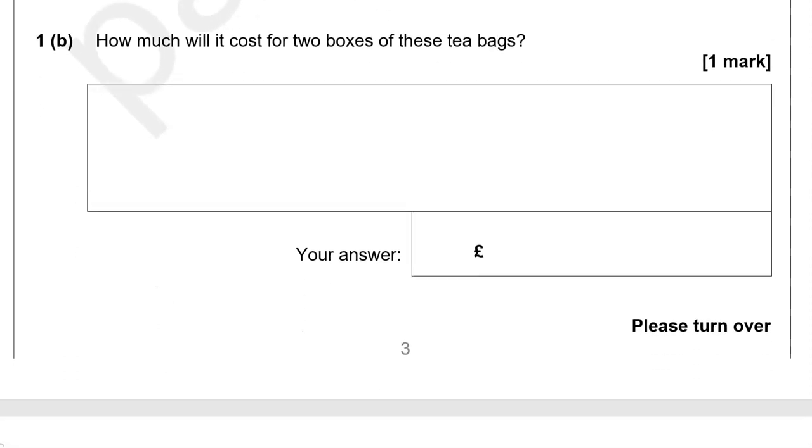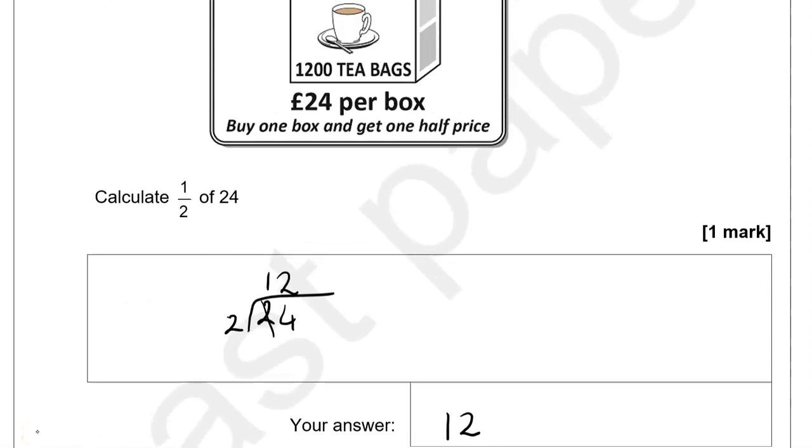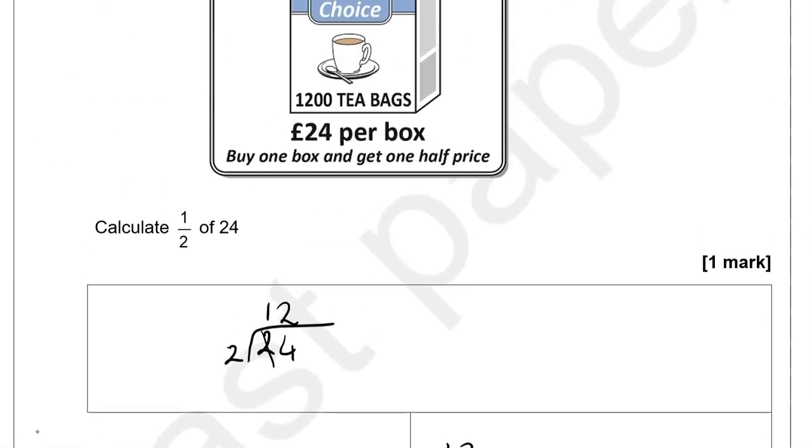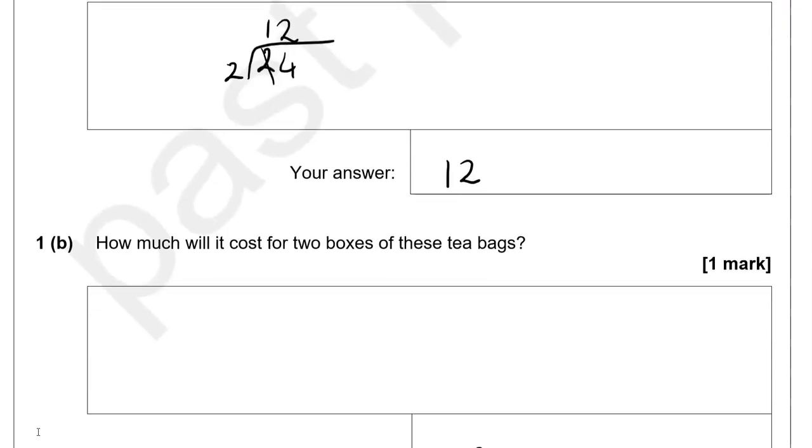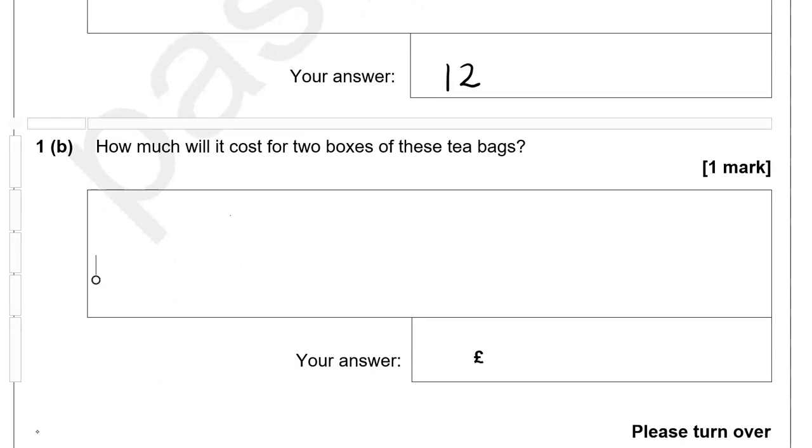How much will it cost for 2 boxes of these tea bags? As the offer says, buy one box and get one half price. So that would be 24 and 12, which gives us £36.